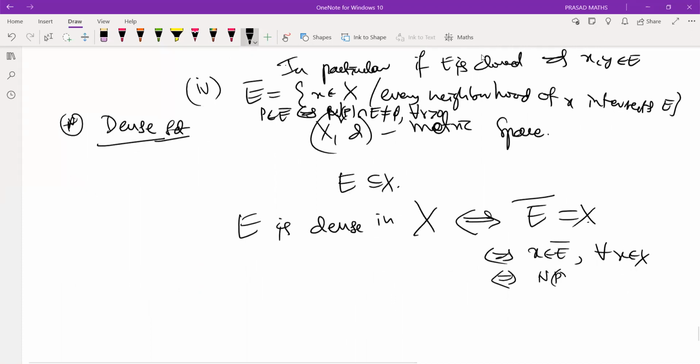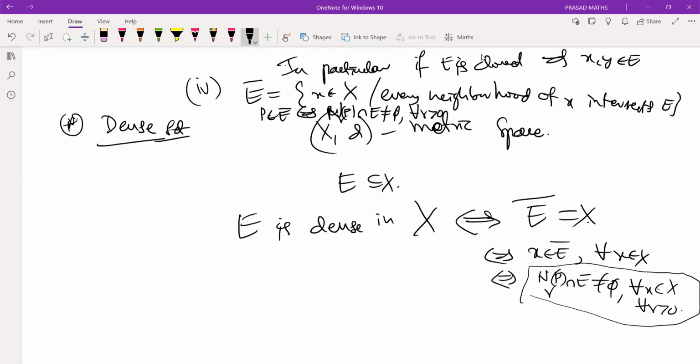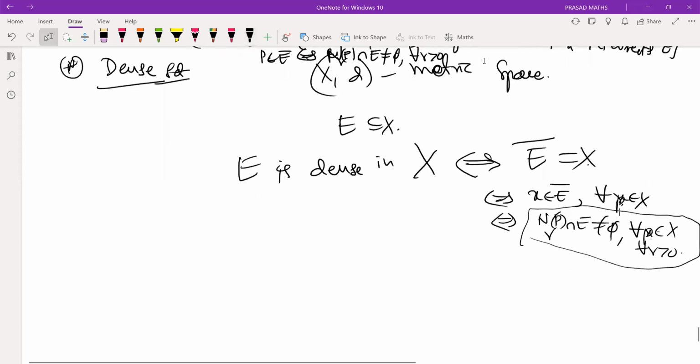So here you observe, x belongs to E closure means what? Every neighborhood of p intersects E. If this happens, E is dense in X. It's another definition. Generally, the functions use just the definition. So every neighborhood of p intersects E, for every point p. And this is what actually a dense set is.